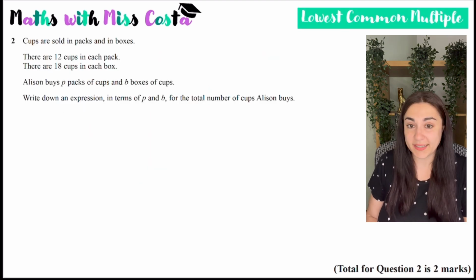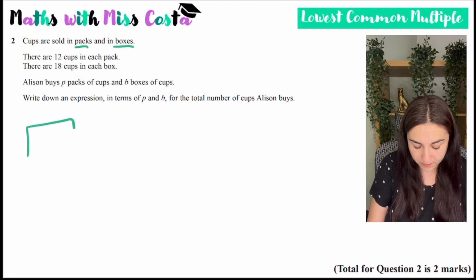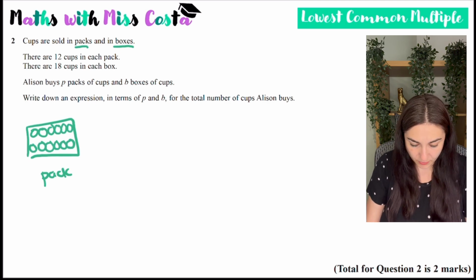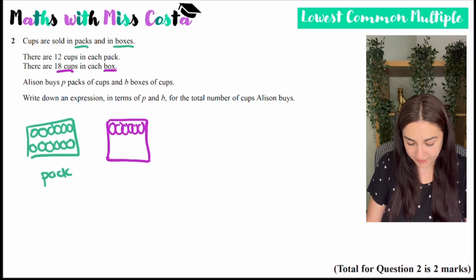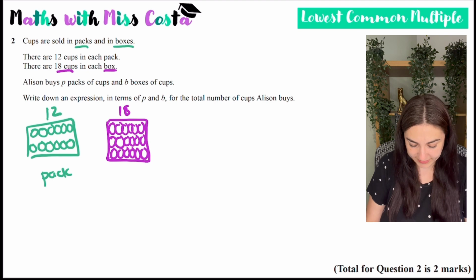Next, I'm told that cups are sold in packs and boxes. So there are 12 cups in each pack. So we've got a pack, and I have 12 cups in them. So 1, 2, 3, 4, 5, 6, 7, 8, 9, 10, 11, 12. Then I'm told that there are 18 cups in each box. So there's a box here, 1, 2, 3, up to 18. You could just write 18 and 12, but just to help you visualize it.